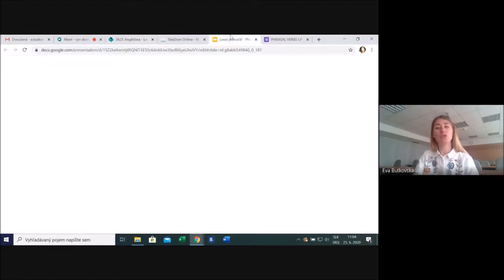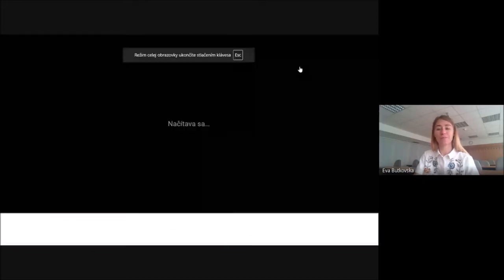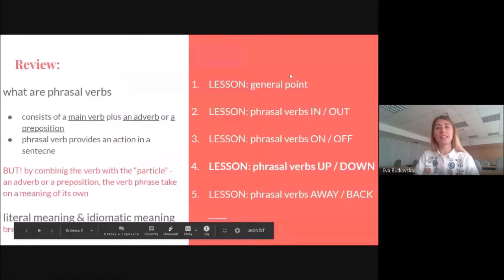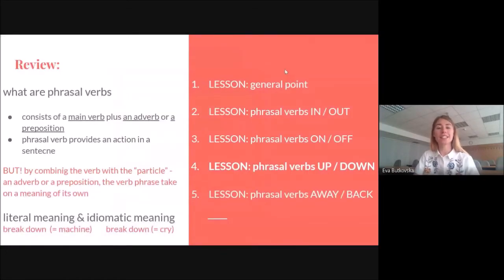So let's jump on today's topic, and that is phrasal verbs. Today's lesson is already the fourth lesson in a series of 5 lessons dedicated to the huge, big grammar part, and that is phrasal verbs. If you missed previous lessons and you want to catch up, visit our website and become a guest, and you can get the materials and recordings as well.